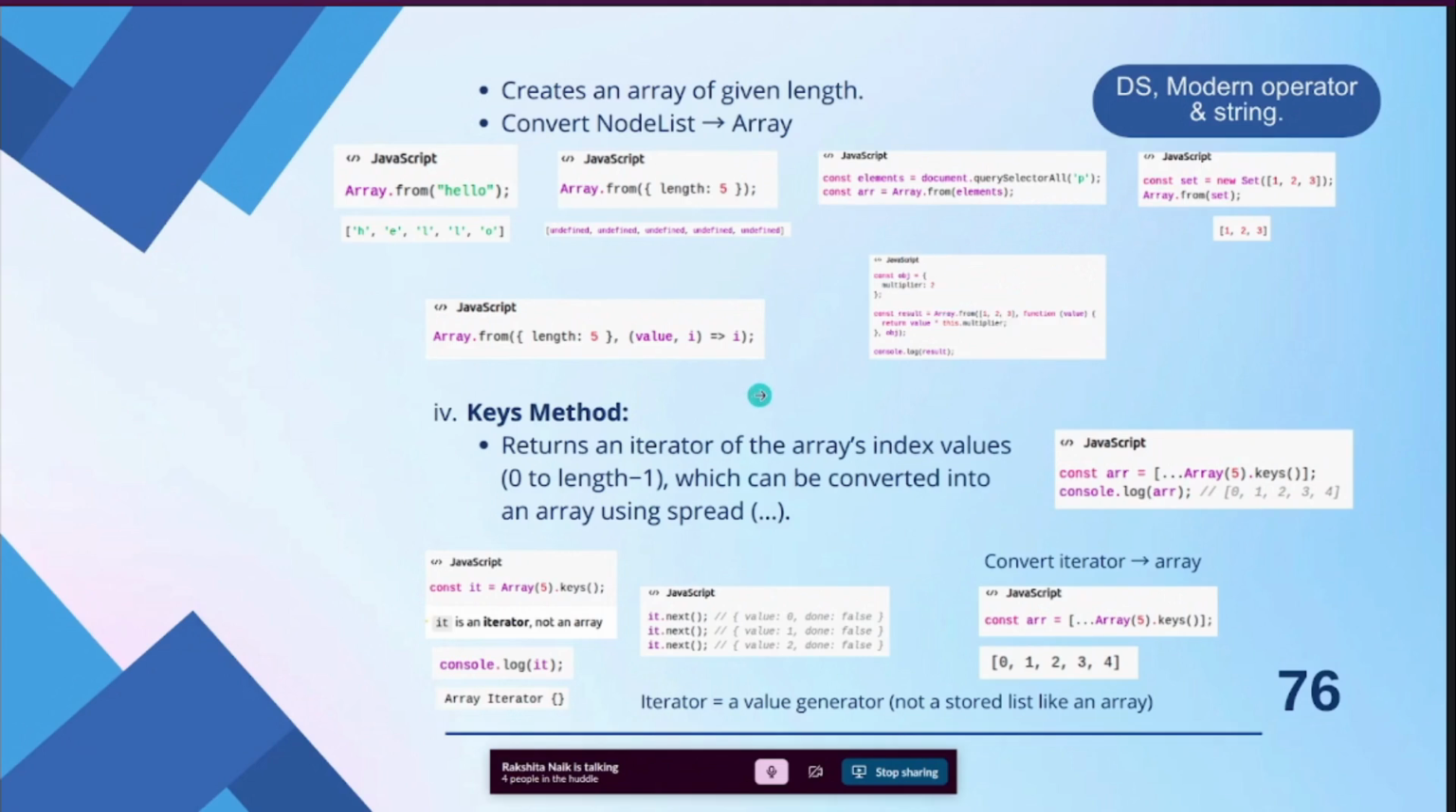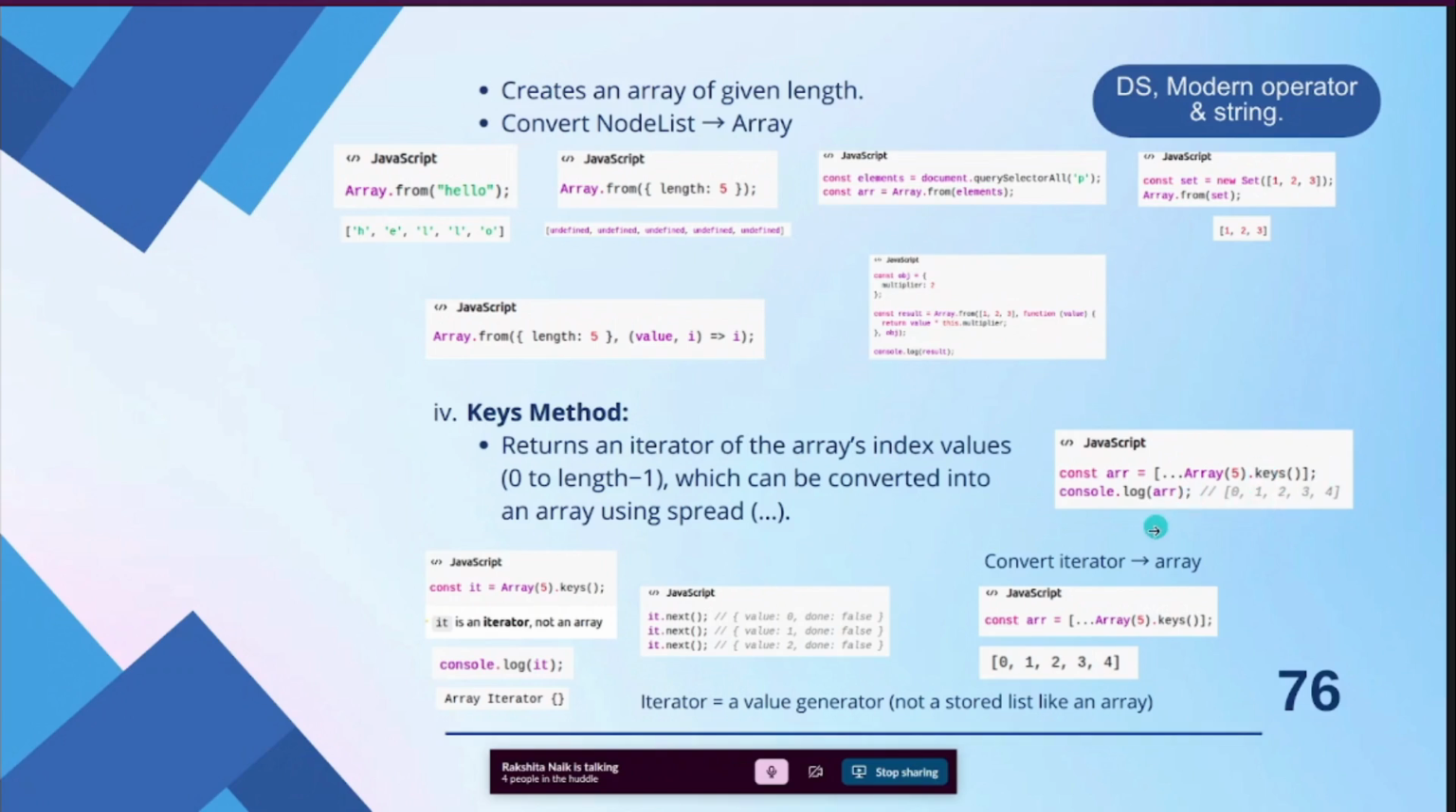So next moving on to the keys method. It returns an iterator of the array's index values, 0 to length minus 1, which can be converted into an array using the spread operator. So here is the example. Const array is equal to, using the array operator, Array of 5. It will give an array, this one.